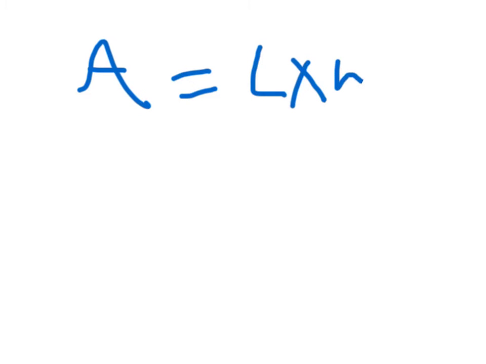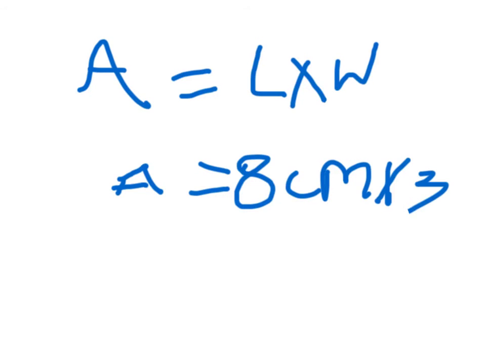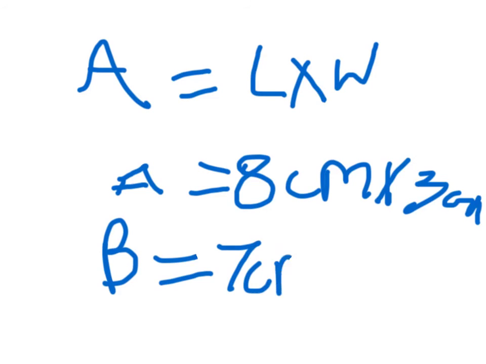Now we know to calculate area, we do A equals length times width. Rectangle A equals 8 centimeters times 3 centimeters. And rectangle B equals 7 centimeters times 4 centimeters.